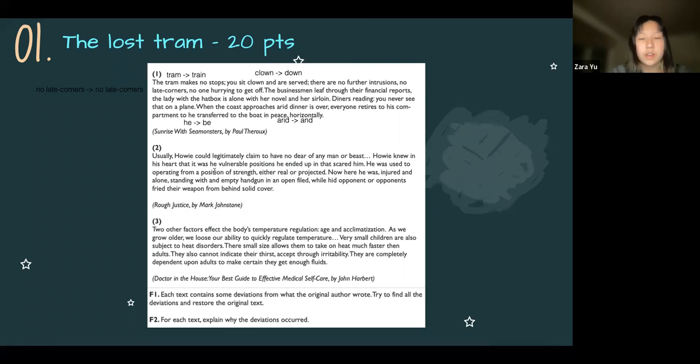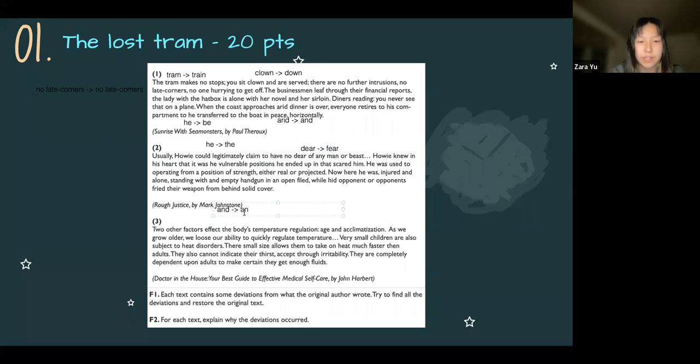Okay, for the next one, we have "deer" is actually "fear". So how we could legitimately claim to have no fear of any man or beast. The next one is this "he" is "the". So Howie knew in his heart that it was the vulnerable positions he ended up in that scared him. The next one is "and" is "N", or not "N", but "Ann", like that.